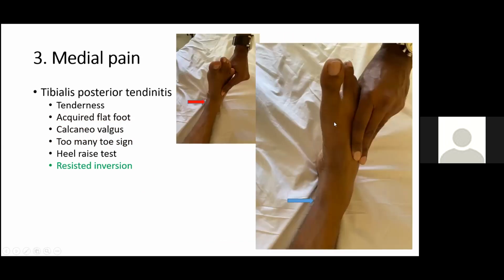But if you plantar flex and invert, that will be done by tibialis posterior. Here you can see the contracted tibialis posterior. So in contrast to here, this is tibialis anterior, while in plantar flexion, it will be tibialis posterior. So if you are looking for tibialis posterior, always assess inversion in plantar flexion.